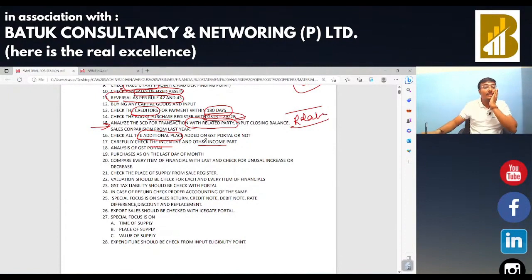Okay, sir. Next point, analysis of GST portal. Sir, when you get the audit of a particular entity, in that case first you need to do the analysis of the GSTN portal. This is my suggestion to you. After getting the financial statement, you should do the analysis of the GSTN portal.